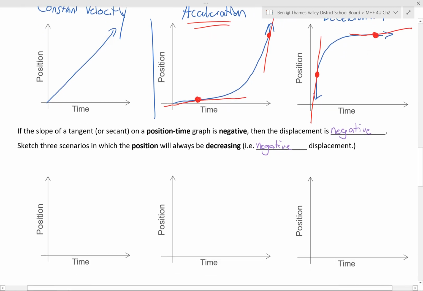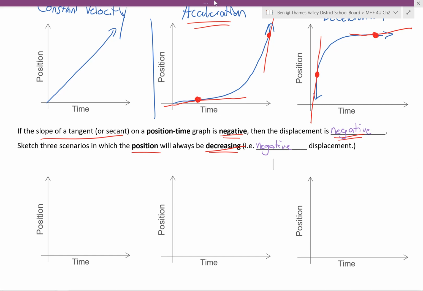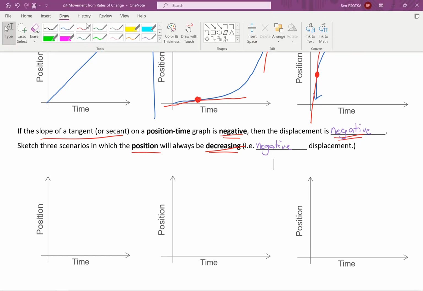Next, if the slope of a tangent or a secant on a position time graph is negative, then our displacement is also negative. So we want to sketch 3 more scenarios in which our position is decreasing, i.e. negative displacement, and that could be described by something coming closer to a sensor or by a height decreasing. Again, I want you to pause the video here.